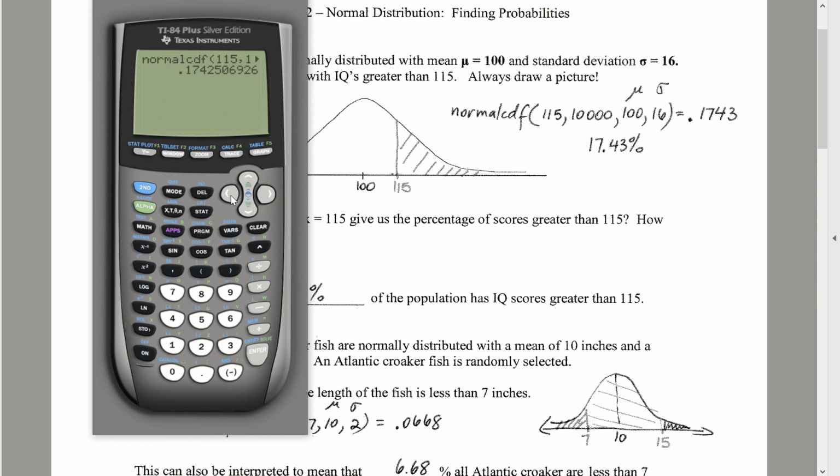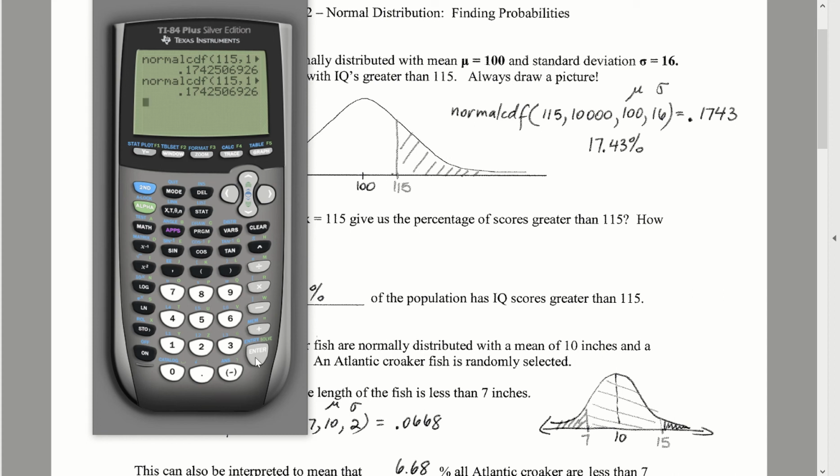Again, for those of you using the TI-83, you will not see this previous screen that I just saw. When you hit normal CDF on a TI-83, that'll put that command on your home screen. And it's kind of up to you to have to remember the order in which those four inputs go. It goes lower bound, then comma, upper bound, comma, mean, comma, standard deviation. So lower, upper, mean, standard deviation.